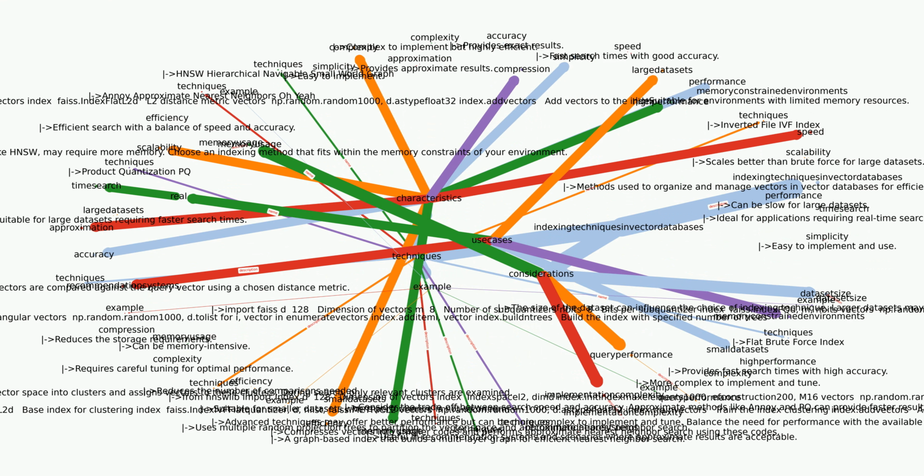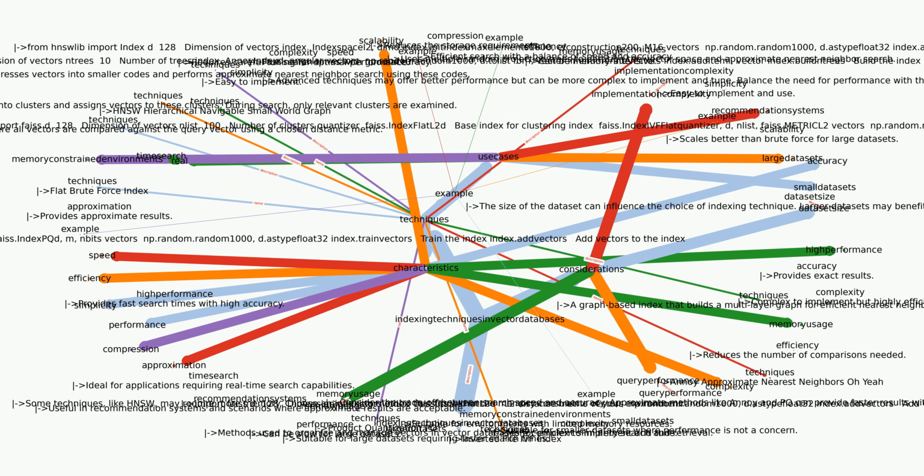Example: from hnswlib import Index. d = 128, the dimension of vectors. index = Index(space='l2', dim=d). index.init_index(max_elements=1000, ef_construction=200, M=16). vectors = np.random.random(1000, d).astype('float32'). index.add_items(vectors).